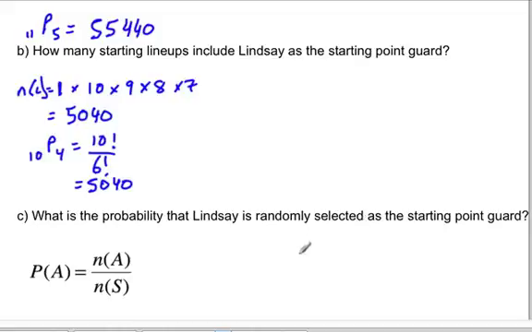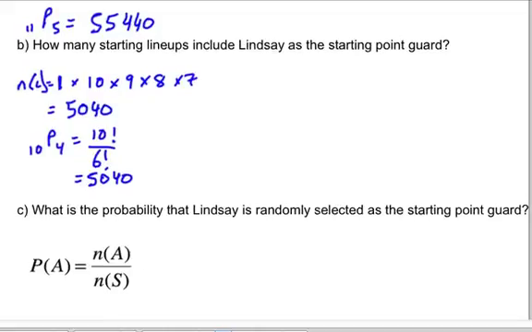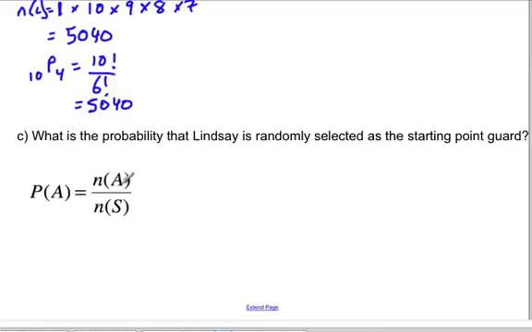Now, next question is, what is the probability that Lindsay is randomly selected as a starting point guard? Well, remember that the probability is the number of ways that something can happen divided by the total number of ways, the total sample space. So in this case, the probability that Lindsay is our starting point guard is going to be equal to the number of ways that Lindsay can be chosen as a starting point guard divided by the total number of ways that the starting lineup can be chosen.